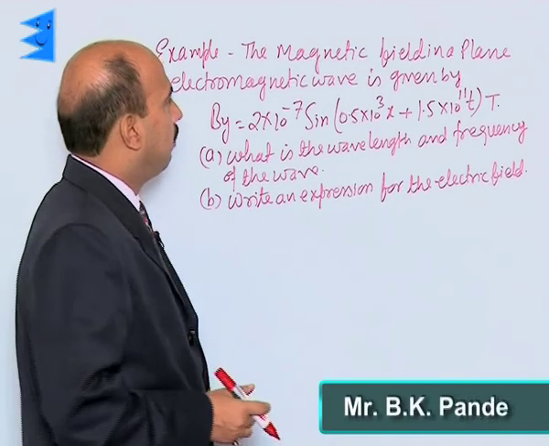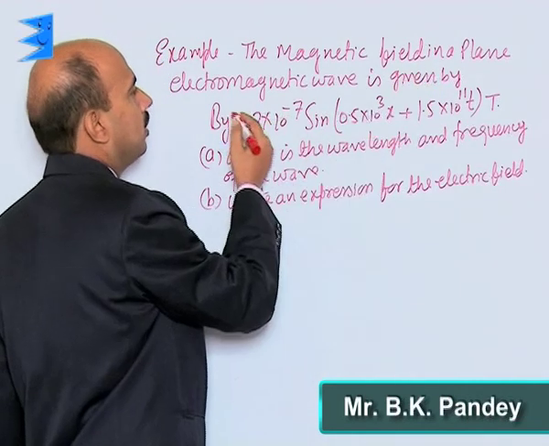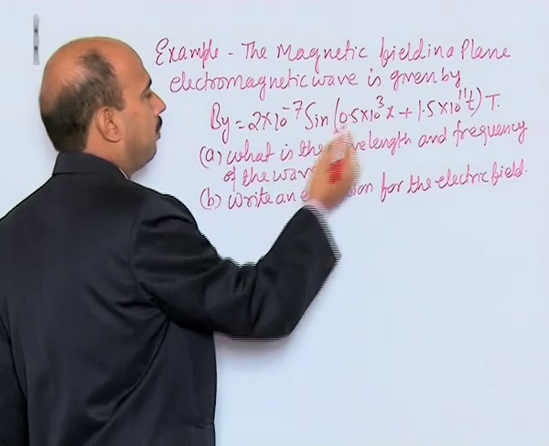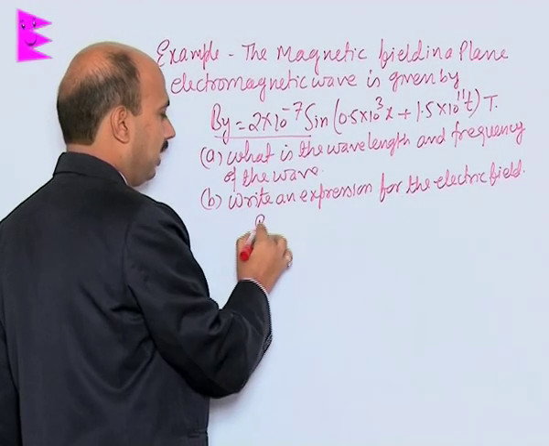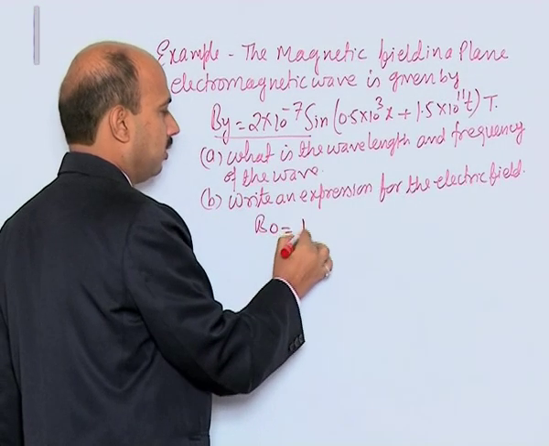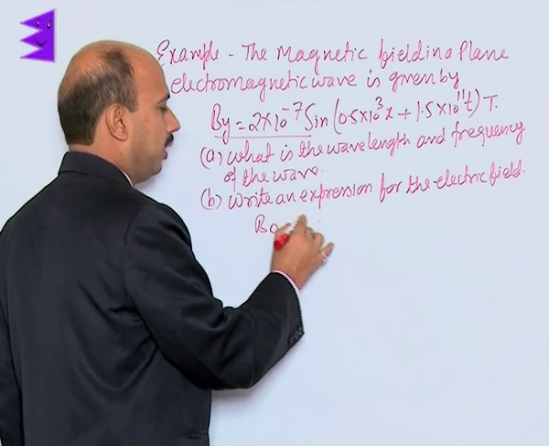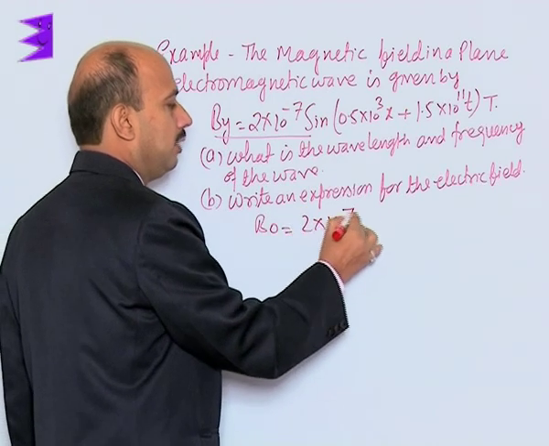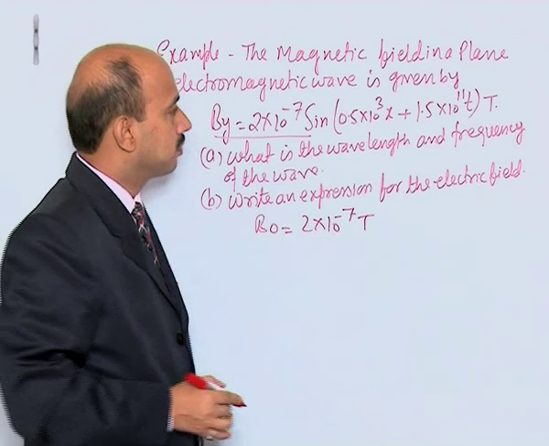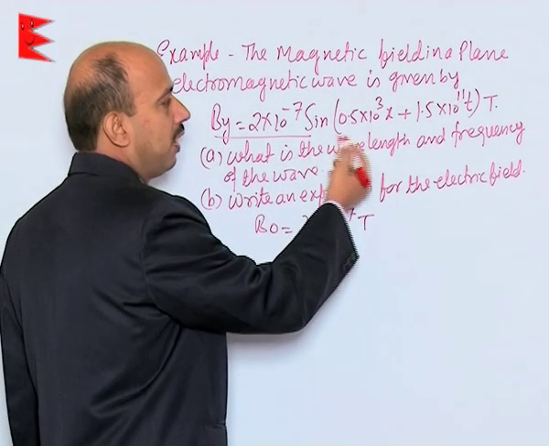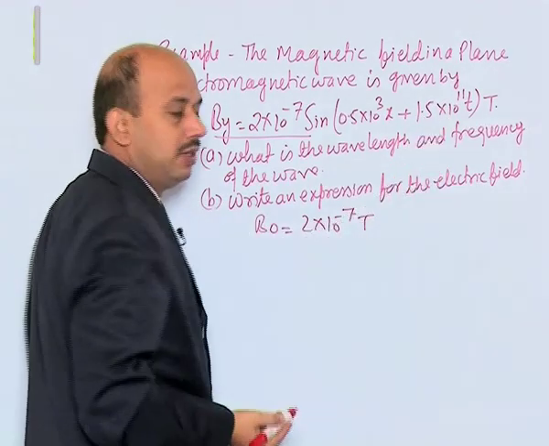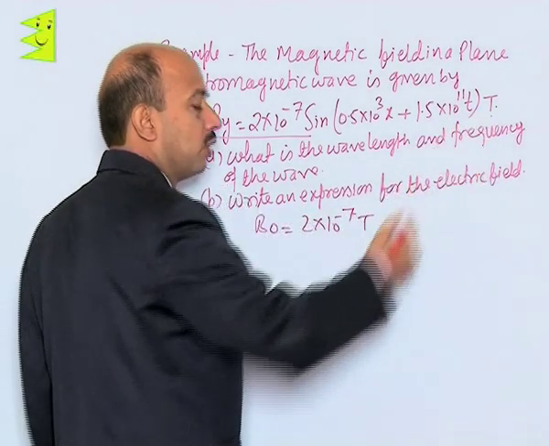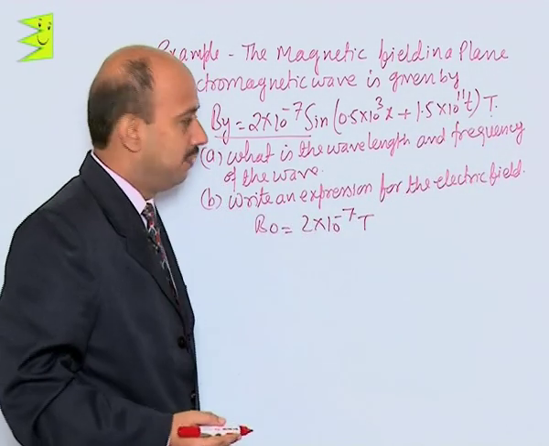Now see this example here, the magnetic field in a plane electromagnetic wave is given by By is equal to 2 into 10 raised to power minus 7. That means B naught is 2 into 10 raised to power minus 7 Tesla, sin of 0.5 into 10 raised to power 3 x plus 1.5 into 10 raised to power 11 t. This capital T stands for Tesla, that is the SI unit of magnetic field.